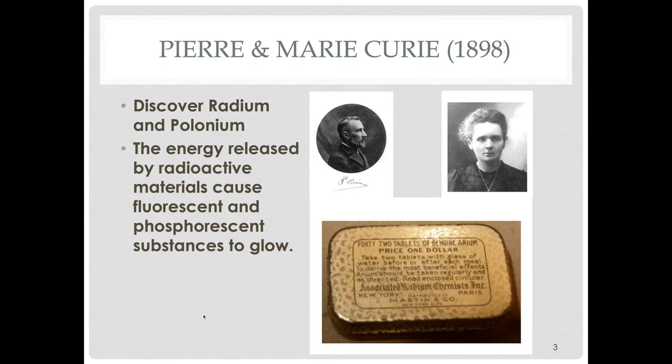And as you can see here, with any new discovery, people suddenly pounce on it as being some sort of incredible medical cure. You see right here, 42 tablets of genuine arium, right? That's the trade name for radium tablets. Price $1, and that was a lot of money back then. Take 2 tablets with a glass of water before or after each meal to derive the most beneficial effects, which, you know, we don't even know what they are. Arium should be taken regularly and as directed. Read enclosed circular.